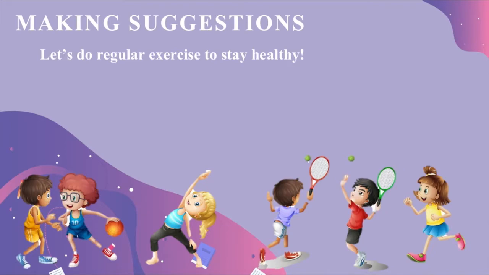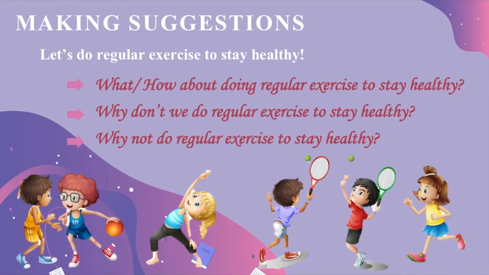To rewrite this sentence, you can write what about or how about doing regular exercise to stay healthy? Or why don't we do regular exercise to stay healthy? Or why not do regular exercise to stay healthy? Okay, remember that after what about and how about we use verb in, okay? And after why don't we and why not we use verb bare.